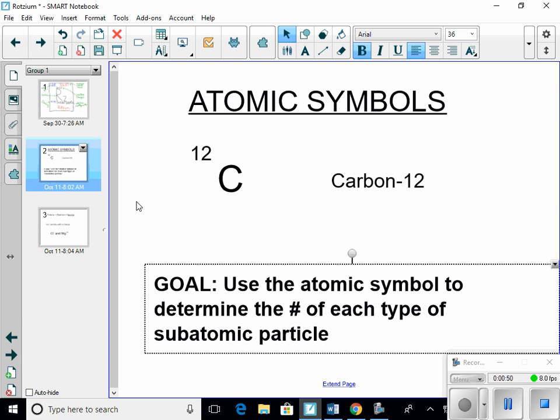When we represent an atom, there's a couple different ways we can do it with what's called an atomic symbol. For example, I could have a superscript 12 with a C. It means the exact same thing as carbon 12. Now, on the bottom of this page, I say we need to be able to use atomic symbols to determine the number of each type of subatomic particle.